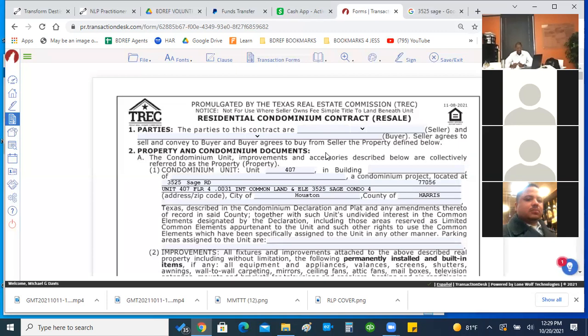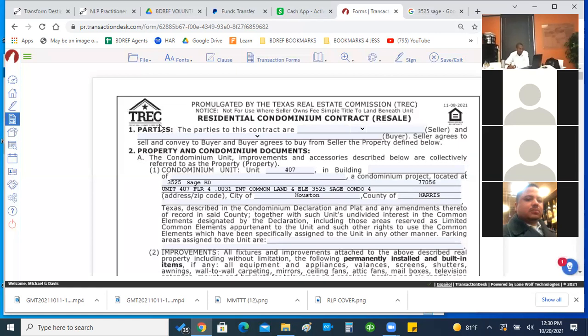If it's an FHA loan, VA loan, or USDA loan, then we're gonna need that third-party financing addendum. If it's a conventional loan, we're still gonna need that third-party financing addendum, but to protect the appraisal value, we're gonna need that other addendum. So we'll look at all of those as well. But first, we'll just kind of go through the contract.